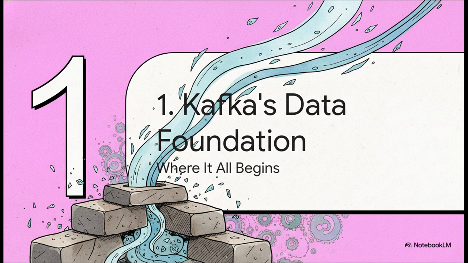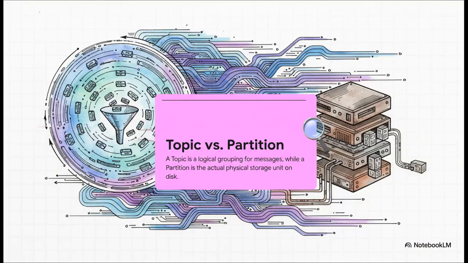Okay, first things first. Before you can build anything cool, you have to understand the foundation. And for Kafka Streams, that all starts with how Apache Kafka itself actually stores your data on disk. Now, this is a super important distinction to get right. We always talk about sending data to a topic, which is kind of like a category or a label. But under the hood, what's really happening is Kafka is writing that data to a partition. That partition is the actual physical file on disk.